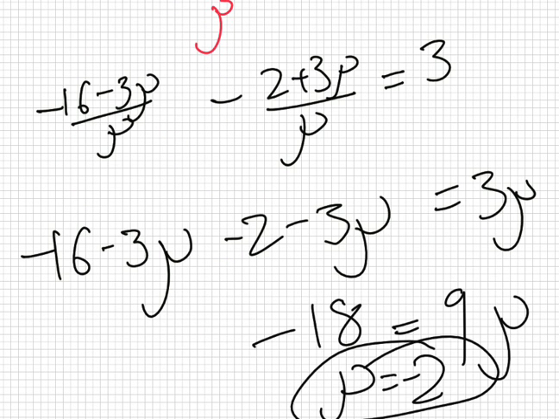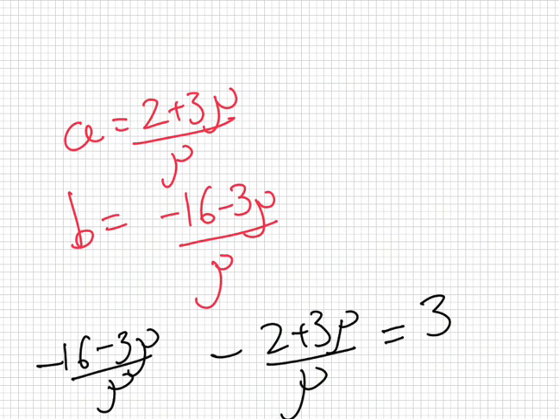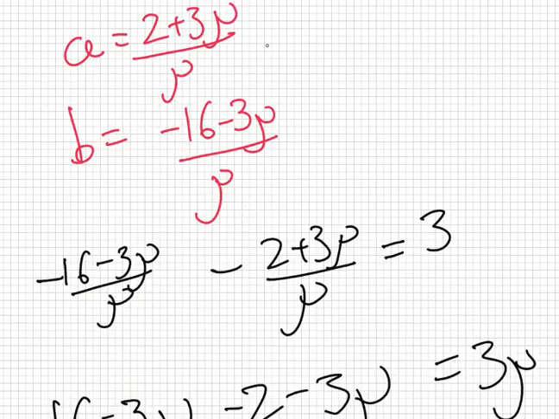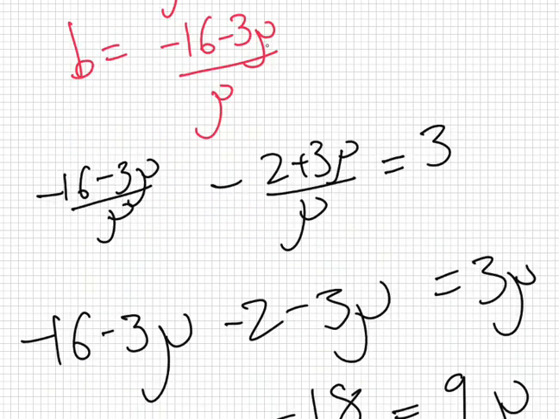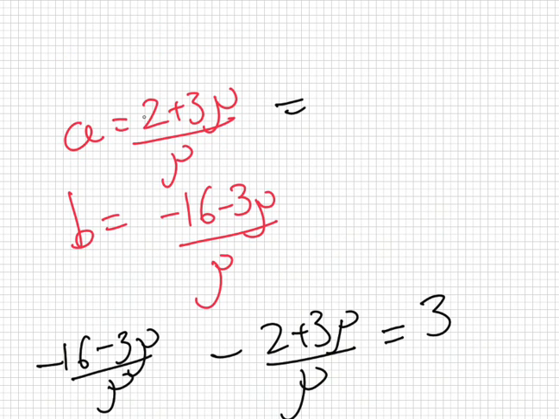Right, so now that I have the mu, how do I find the A and the B? Easy peasy. There it is right there. So what was the mu? Minus 2. So if I put in minus 2, 2 minus 6, minus 4 over minus 2, 2. Minus 16 plus 6, minus 10 divided by minus 2, 5. Sorry, minus 10 over minus 2, wasn't it? Yeah. 5. Now I have the A, B, and mu.